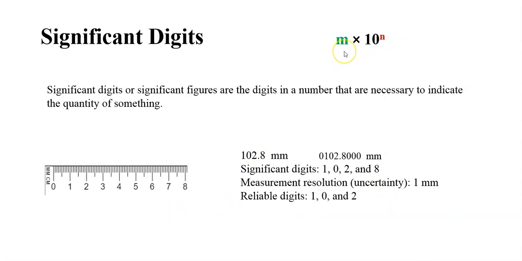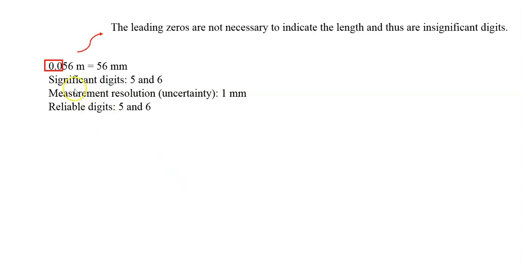Now remember this format for scientific notations. M is called significand and it has to include all the significant digits of our number. And that's why it is called significand. As another example, suppose we have 0.056 meters, which is equal to 56 millimeters. So again, the significant digits are only 5 and 6. And these two zeros, which are leading zeros, are insignificant digits because they are not necessary to indicate the length here. Now again, if the uncertainty or the measurement resolution is 1 millimeter, then again, reliable digits are also only 5 and 6.